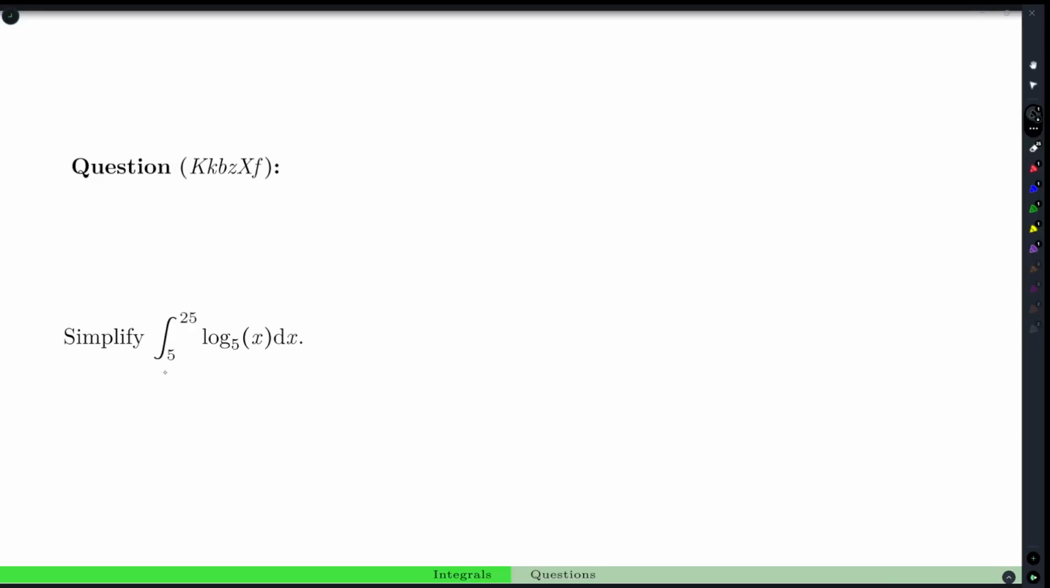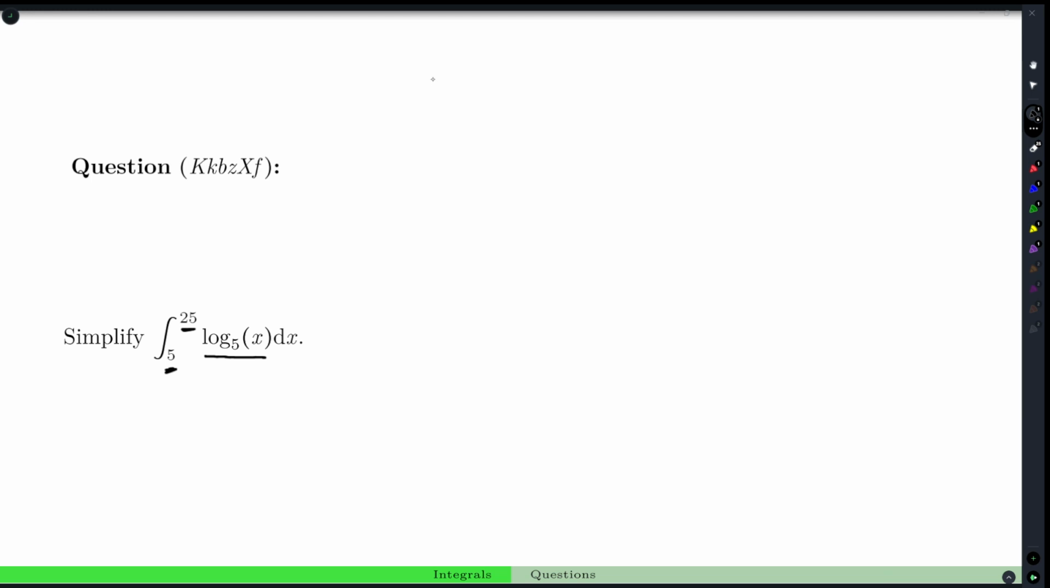Simplify, we've got a definite integral here, from 5 to 25 of log base 5 of x. Okay. So, how do we work with a definite integral? You've got to find an antiderivative. Now, if you have an antiderivative of log base 5 memorized, that's great.